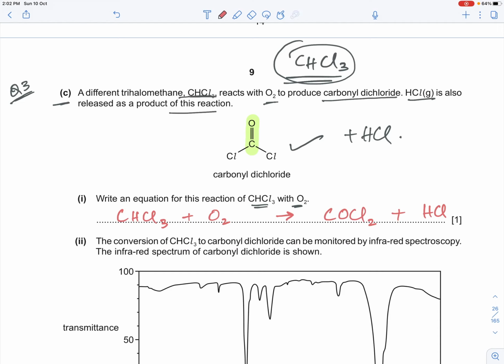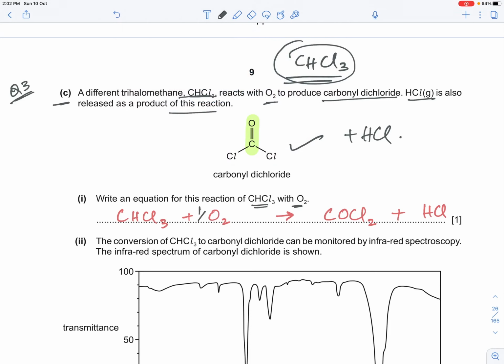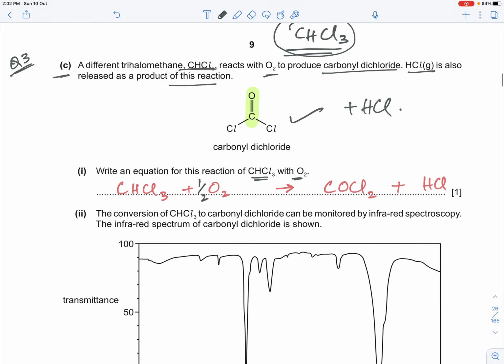So now let's balance the equation. We have one carbon here, one hydrogen, 3 chlorine, 2 plus 1, so 3 chlorine, and we have only one oxygen on the product side. On the reactant side we have two oxygens. So to balance the oxygen, we would write 1/2 with this oxygen. So half a molecule of oxygen means only one atom of oxygen. So now this equation is balanced.